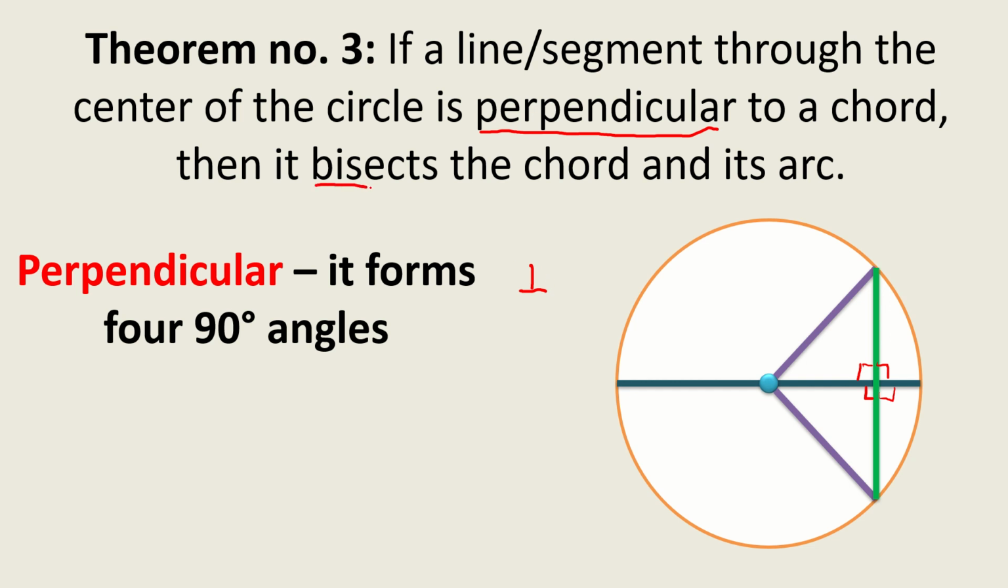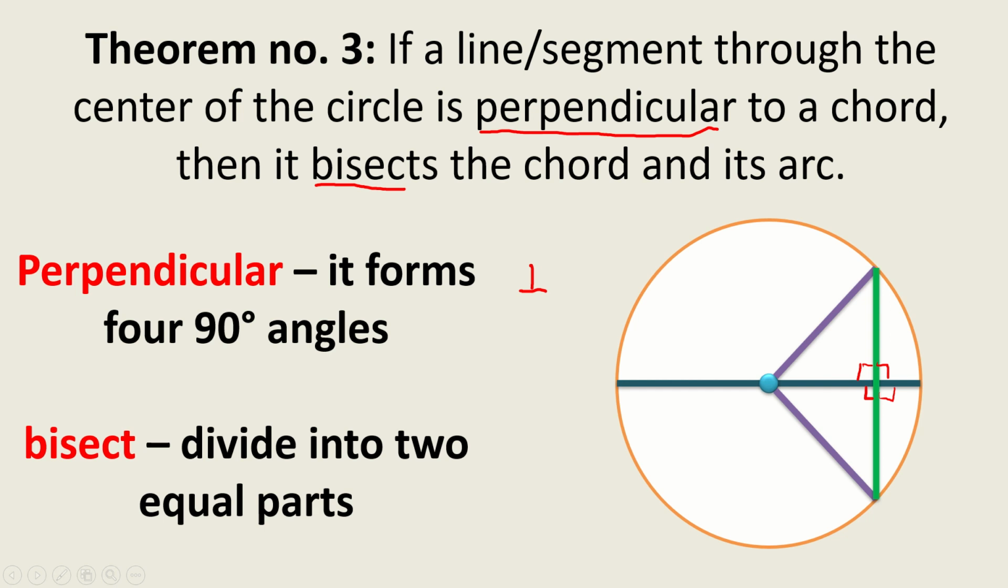Then, if this segment daw is perpendicular to a chord, ano yung ginagawa niya? It bisects the chord and its arc. Bisect meaning we are dividing that into two equal parts. So pati yung measure niya po ay nahati sa dalawa. So ibig sabihin kung yung measure ng buong green na line ay 8 units, then ano yung mangyayari? Kung hinahati siya, yung kalahati ay 4, kalahati ay 4.